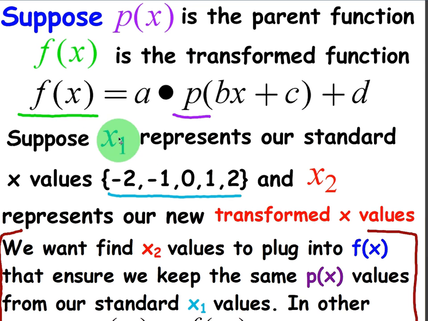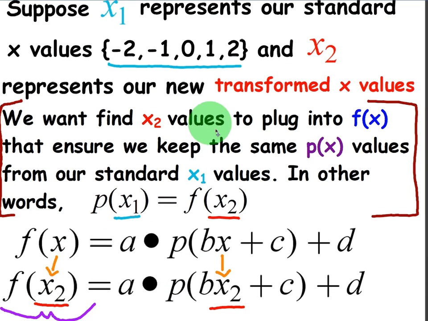So suppose x1 represents all of our standard x values. So typically this is what we use: -2, -1, 0, 1, 2. Sometimes we use like 0, 1, 4, 9 for the square root function and some other values for trig, but let's just suppose these are our x values. And x2 represents our new transformed x values. So remember, keep in mind what we want to do. We want to find x2 values to plug into f of x that ensure we keep the same p of x values from our standard x1 values.